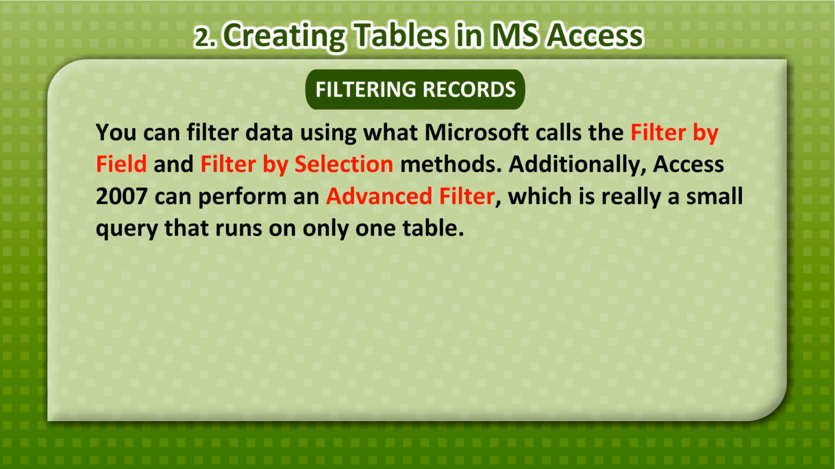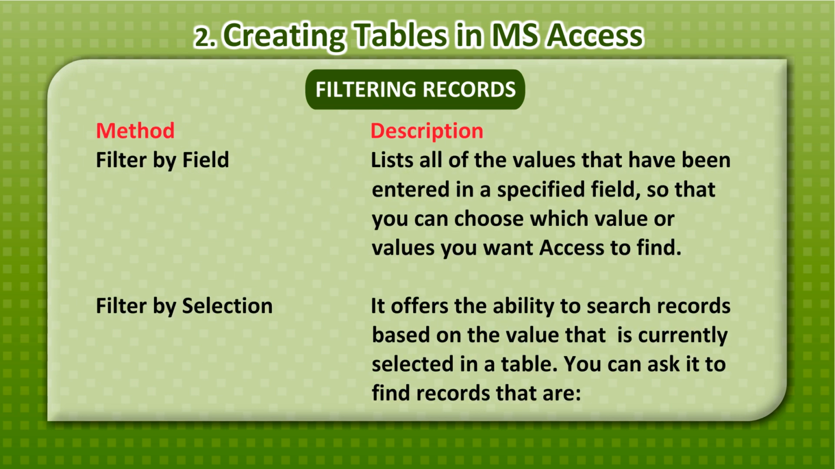You can filter data using what Microsoft calls the filter by field and filter by selection methods. Additionally, Access 2007 can perform an advanced filter, which is really a small query that runs on only one table. Method. Description. Filter by field. Lists all the values that have been entered in a specified field so that you can choose which value or values you want Access to find.